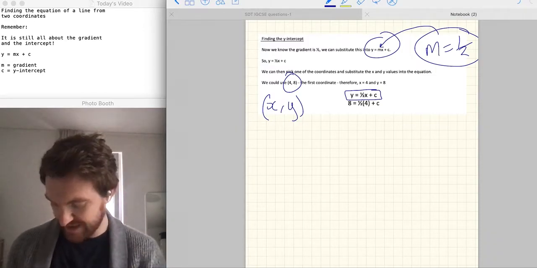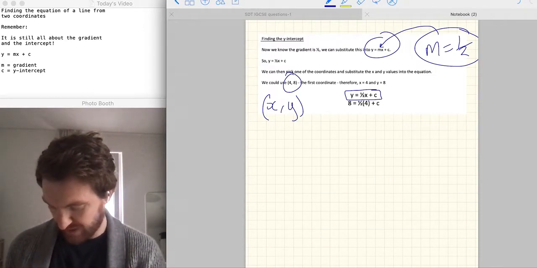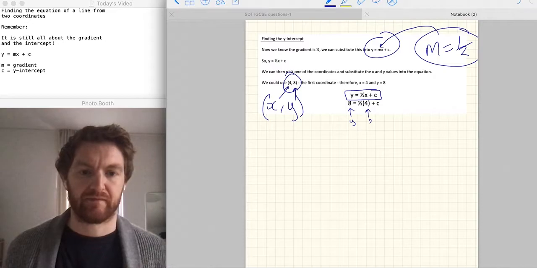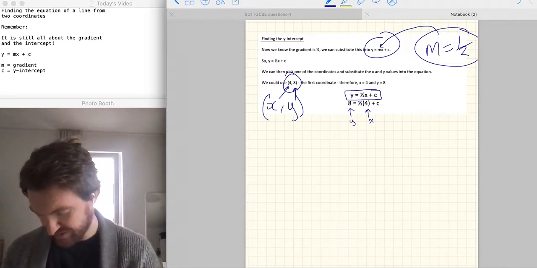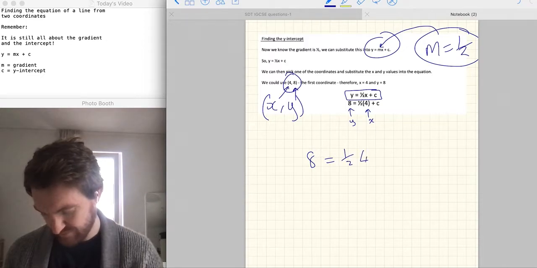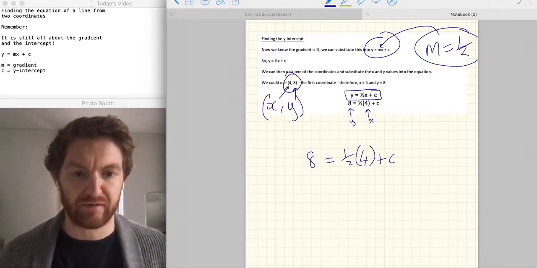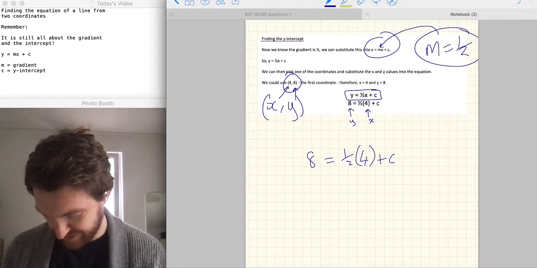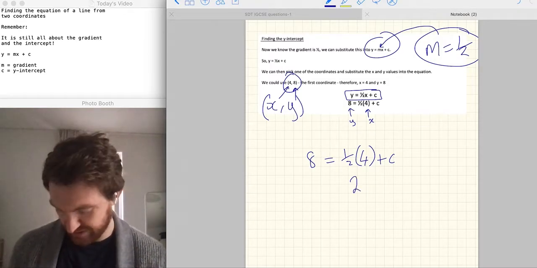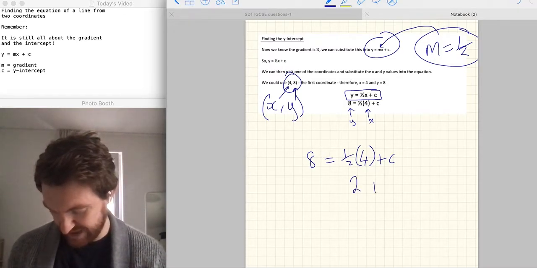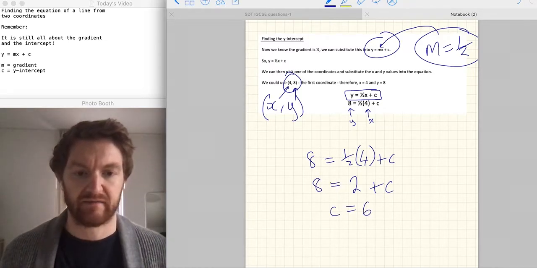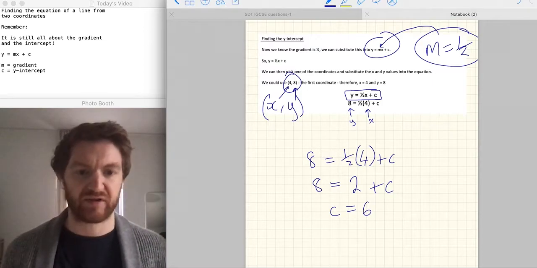So we can take x is 4 and y is 8 and put them into the equation. If you have this equation, 8 is half of 4 plus something, then it's a reasonably easy one to solve. Half of 4, of course, is 2. So you're saying 2 plus something is equal to 8. So this something must be 6. And now we've got the intercept.